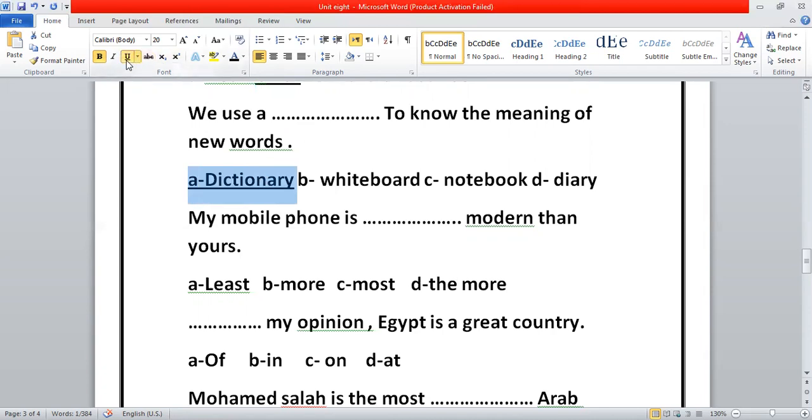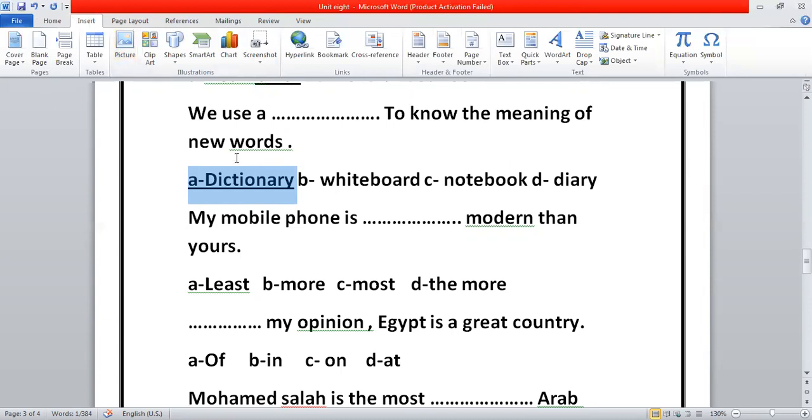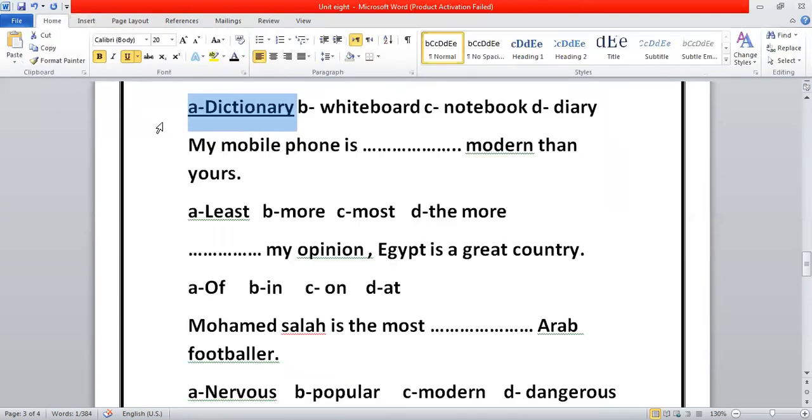Dictionary. If you pronounce in the American way, it will be dictionary. Dictionary in the British way, and the American way, dictionary. Pay attention for the difference. The common one. My mobile phone is more modern than yours. What is the right answer? Least, more, most, the more. Yes, more modern than.